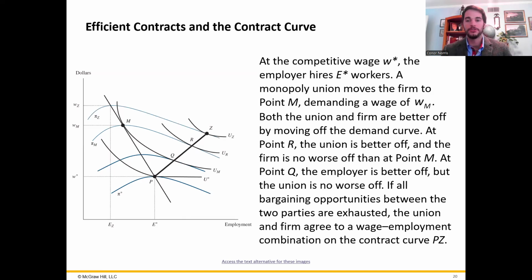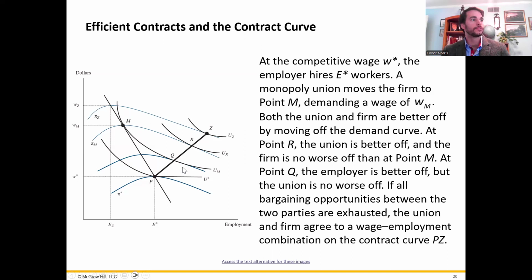As my hero Billy Mays used to say, but wait, there's more. Look at point R out here. Here the firm is receiving the same level of profit as they were at point M. So if we're looking on this previous ISO profit line, moving from here all the way down through here, the firm is indifferent between those 2 points.